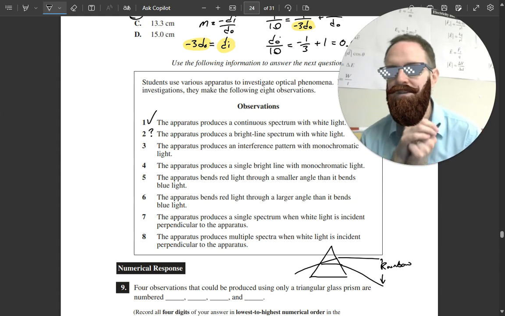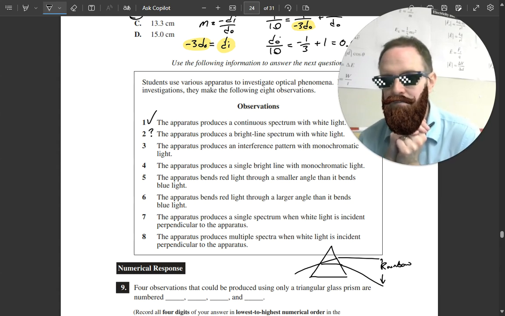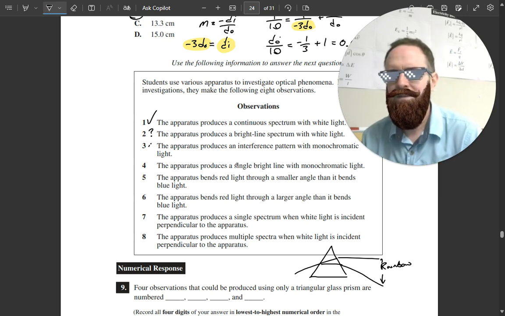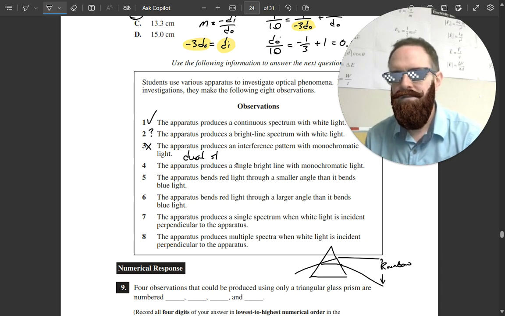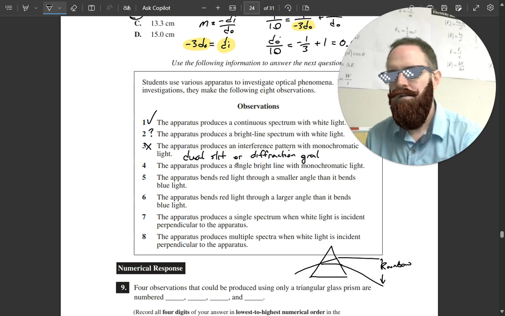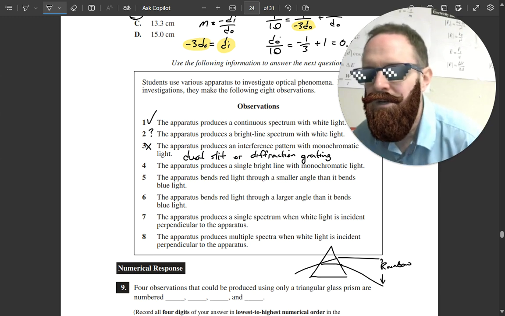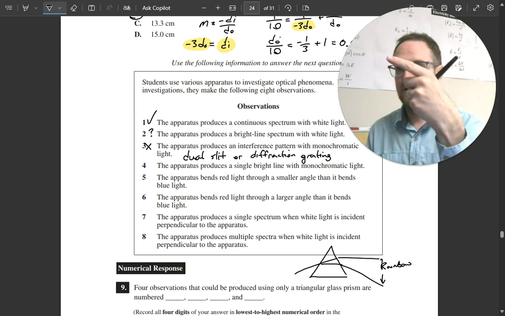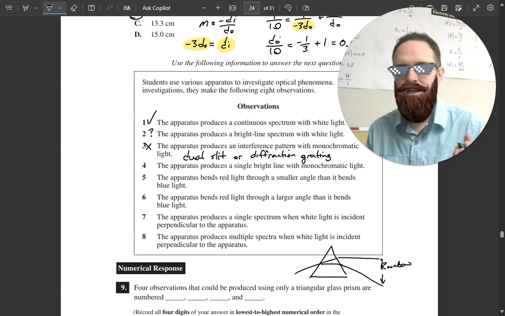So I have 4 spots, so let's figure that out. Produce an interference pattern with monochromatic light. No, that's a split. You can't do that one. That's using dual slits, dual slit or diffraction grating. Okay, the apparatus produces a single bright light with monochromatic light. Yeah, I guess so. One light goes in, it refracts, and it comes out as one light. It's not going to spread out because there's only one light.